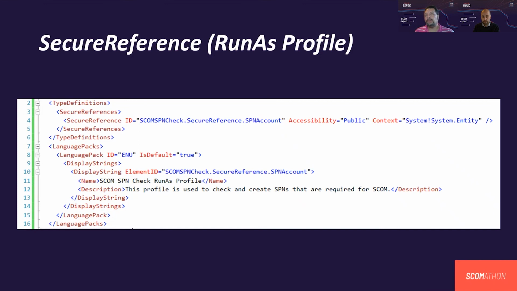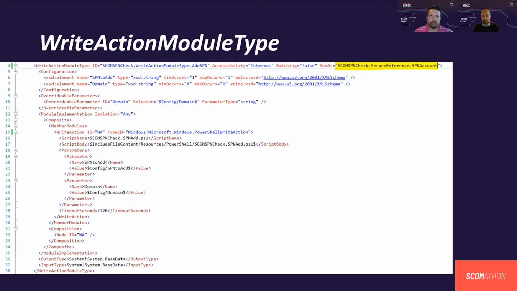Now, to be able to make use of all the run as accounts defined in our profile, we simply need to modify our write action module type on one bit. We're going to introduce the run as property. And as you saw in the previous slide, we named it SCOMSPN check.securereference.spn account, and this is what we reference within the run as property. From now on, our write action module task is connected to our run as profile, which means that if I define run as accounts in my run as profile, this particular write action module type will pick them up. So that's all we're going to do about the write action module type. This was fairly simple, I hope.